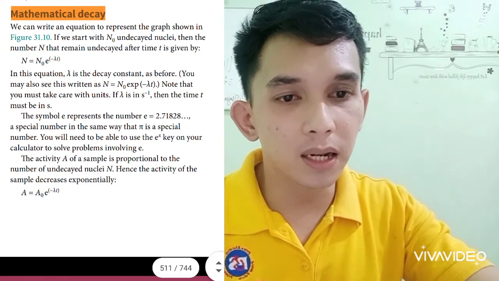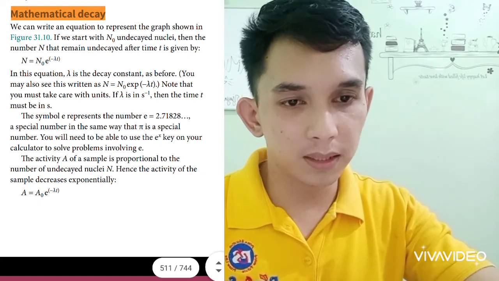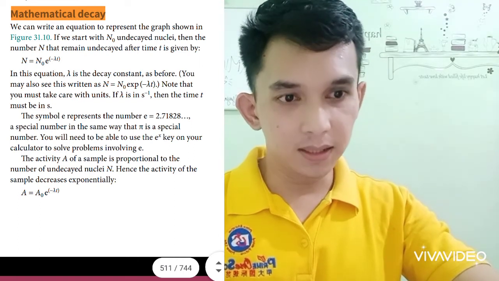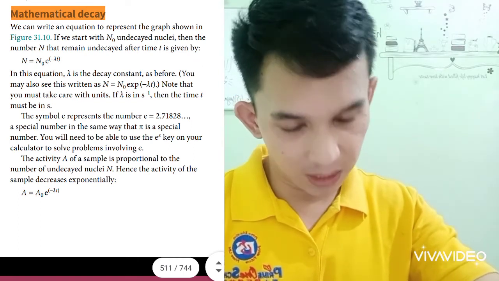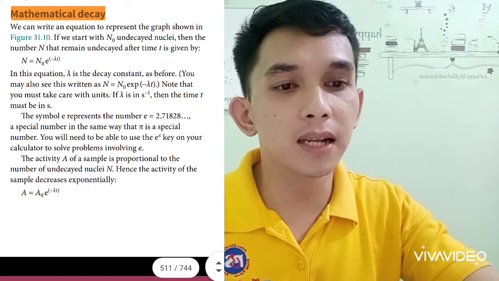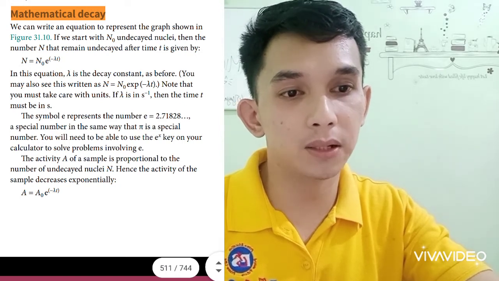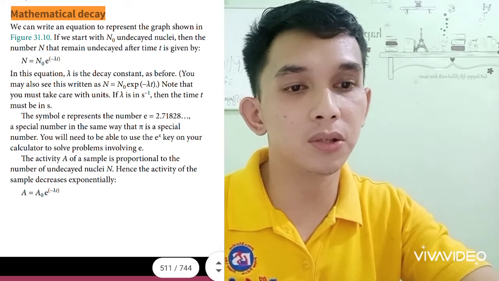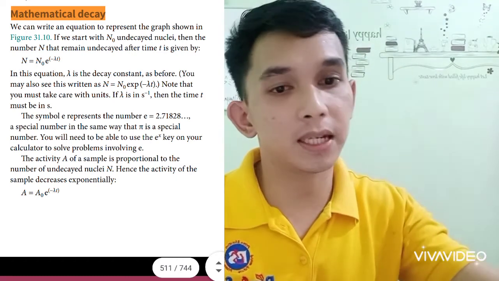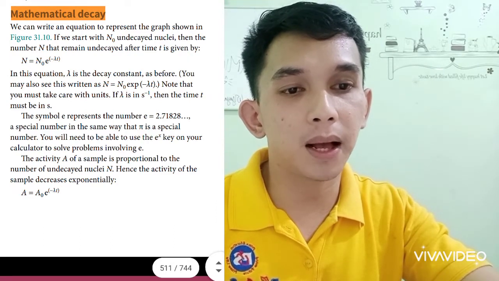In this equation, lambda is the decay constant, as I've mentioned to you. Note that you must take care with this unit. If lambda is in per second, then the time must also be in seconds. The symbol e represents the number e, the exponential, 2.71828. So when you do the counting, at least you take these 6 numbers or 5 significant figures. A special number in the same way that pi is a special number.